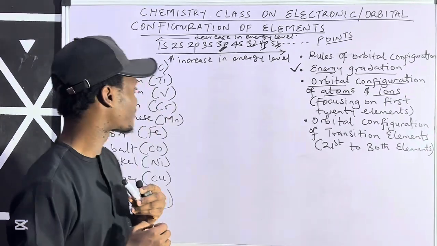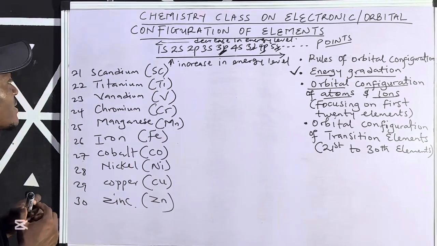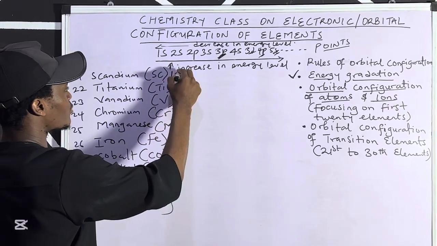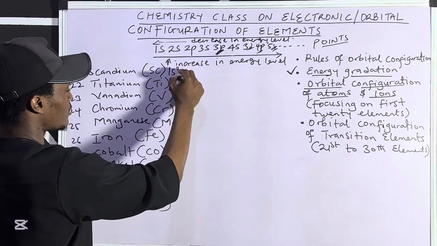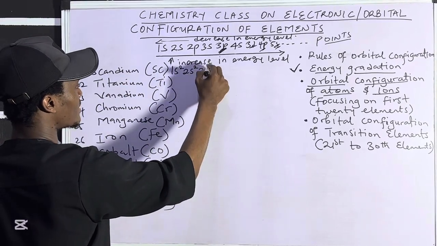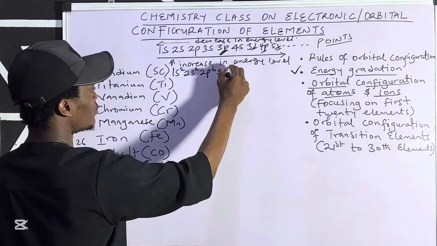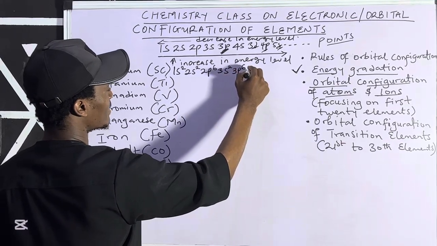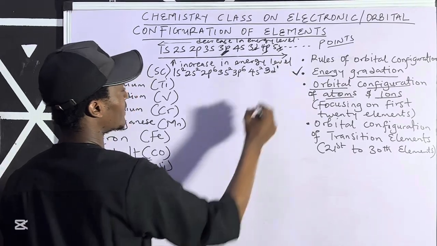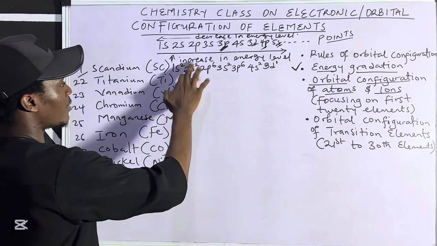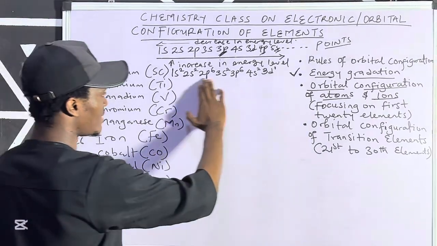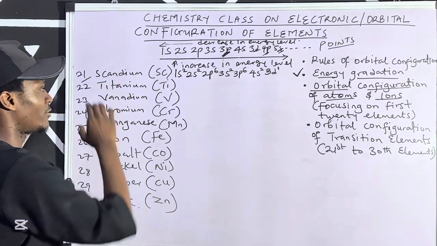So let's come back. Now, considering these elements, let's go with scandium. That should be 1s2 if we want to go with this pattern. So 2s2, you know it's 21 electrons. 2p6, 3s2, 3p6, then 4s2, and 3d1. Yes, if you count these numbers here, you add them up, you are to obtain 21. So this is the orbital representation of scandium.